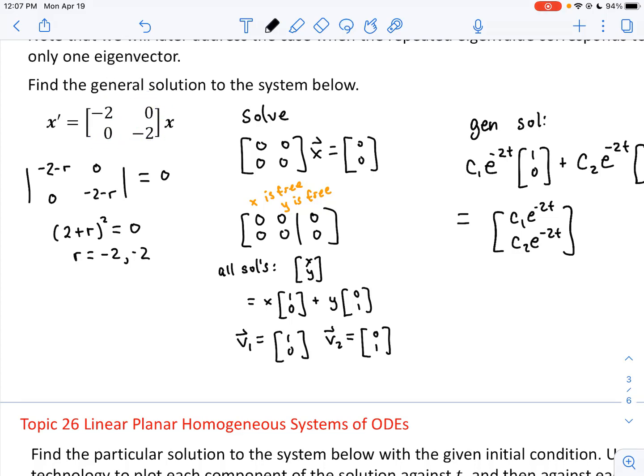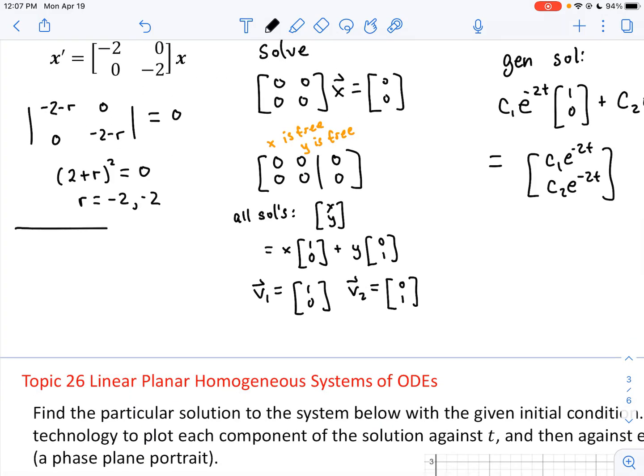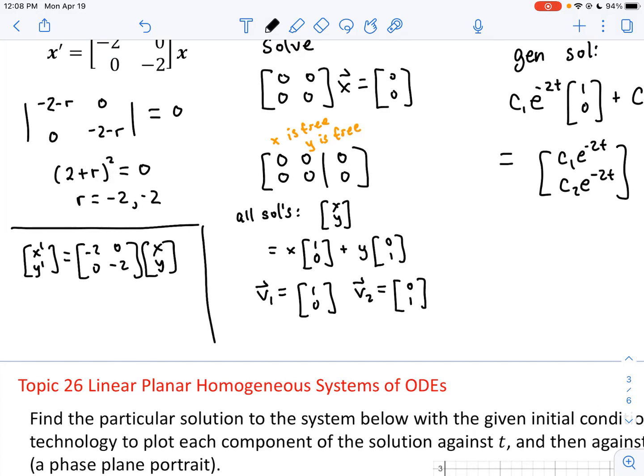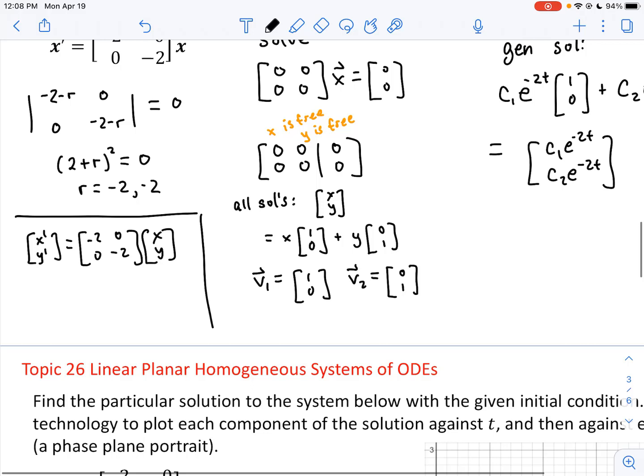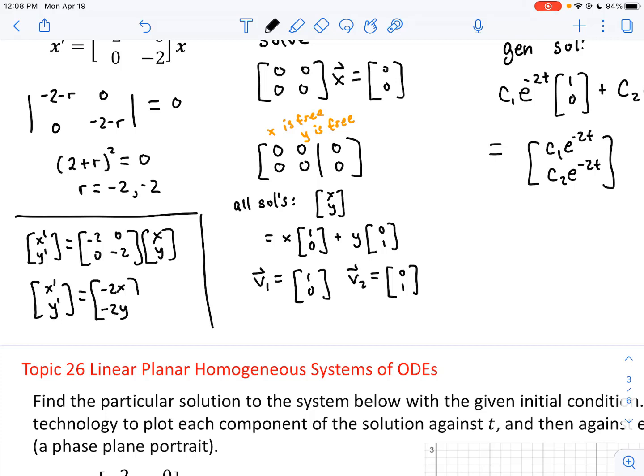And if you were to take this diagonal matrix and rewrite it in the following way, I just want you to observe what's going to happen. So vector x prime is the same thing as saying x prime, y prime equals, and then we have negative 2, 0, 0, negative 2 times vector x, which is just x y. So here's our two equations in matrix form. If I multiply this out, notice what it translates as. X prime, y prime equals. I'm going to do the matrix vector multiplication over here. We're going to get negative 2x alone up top, and on the bottom we're going to get negative 2y alone.